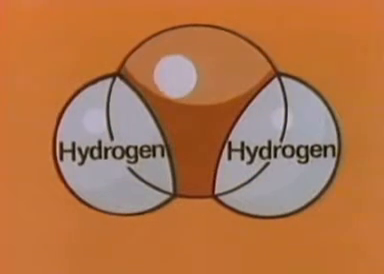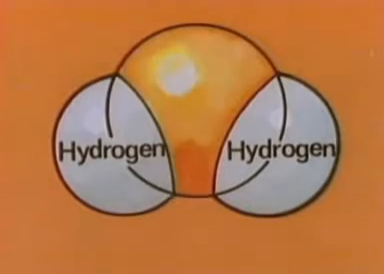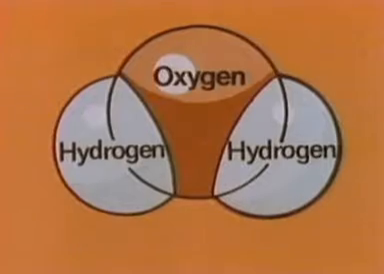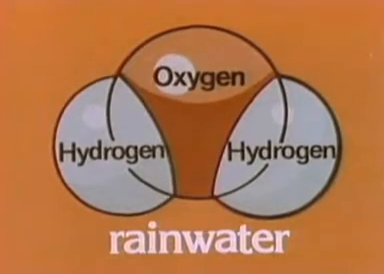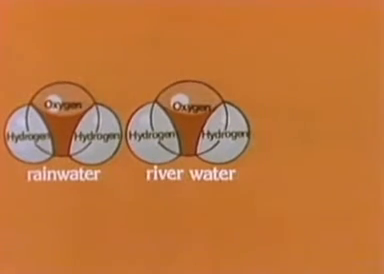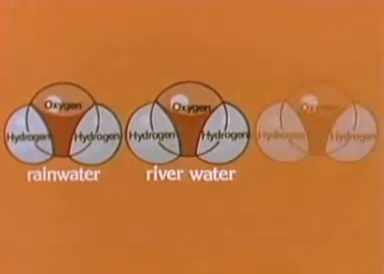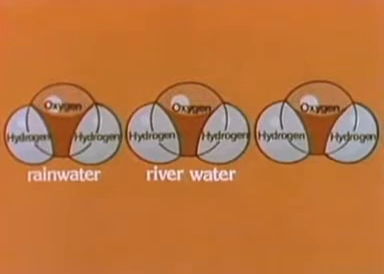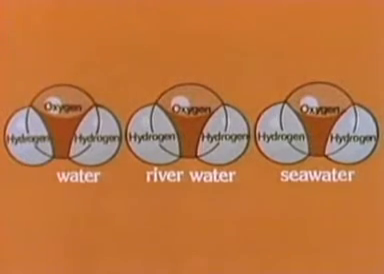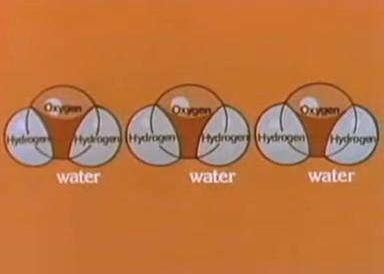These balls represent the hydrogen atoms that make up two parts of the molecule. And this ball represents the single oxygen atom. If this is a molecule of water in rainwater, then this is a molecule of water in river water. And this is a molecule of water in seawater. They're all the same. Water, each with two atoms of hydrogen and one of oxygen.